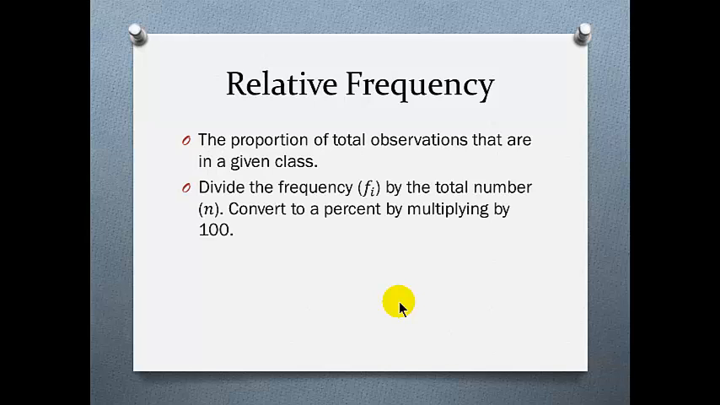The way we're going to do that is we are going to divide the frequency, which we're going to represent with f, by the total number of data values, which we'll represent by n. This will give us a decimal frequency, and we're going to convert it to a percent by multiplying by 100. So we could come up with this mathematical formula that the relative frequency is the frequency divided by n, times 100.